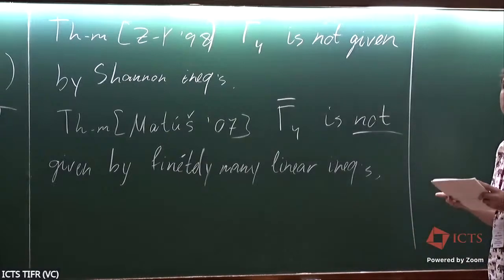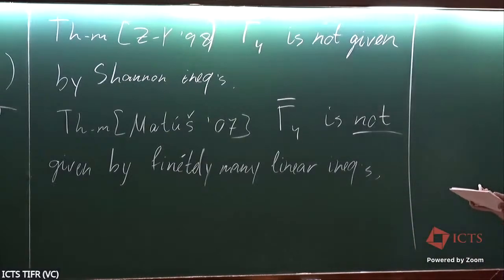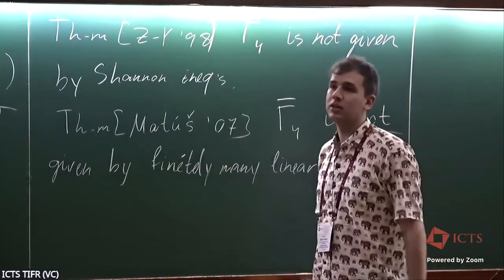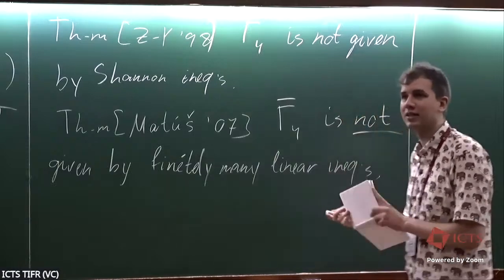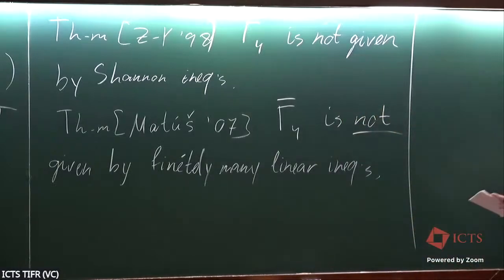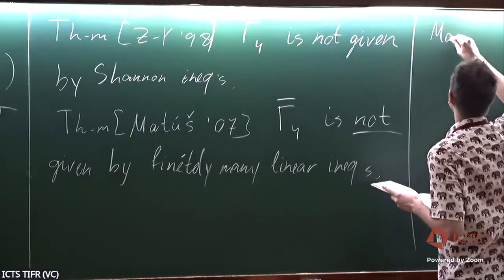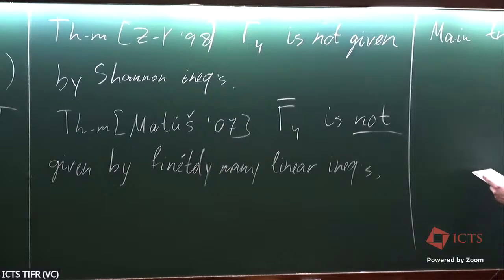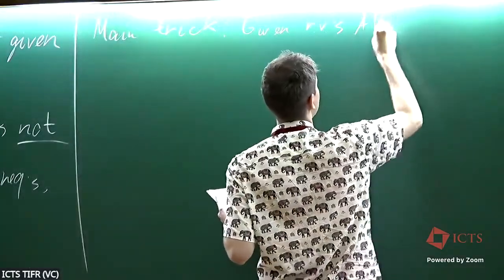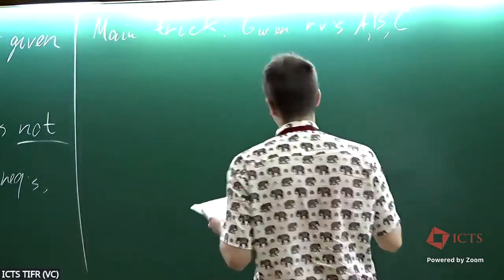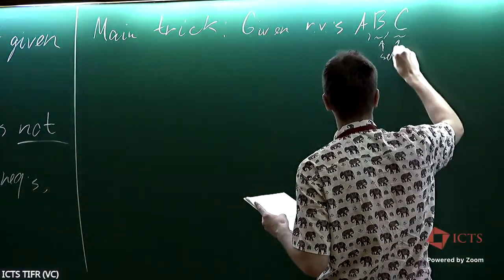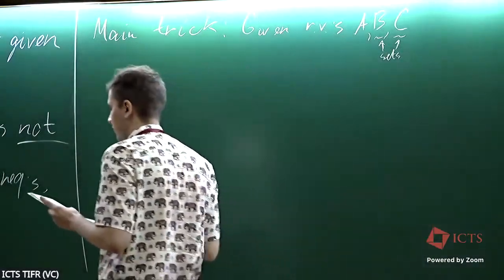Yes. The closure is convex. Yes, this one is clear. We have a saving grace. So the main trick in all this work was the following. If you're given random variables A, B, and C, technically B and C can even be sets of variables, we use this pretty often.